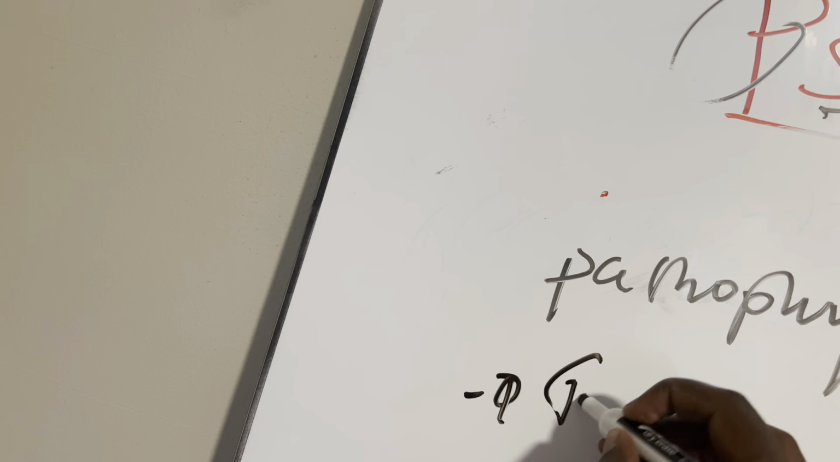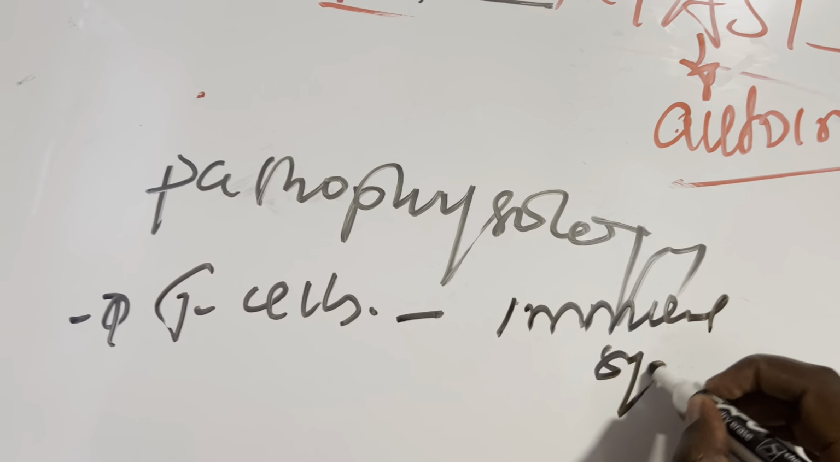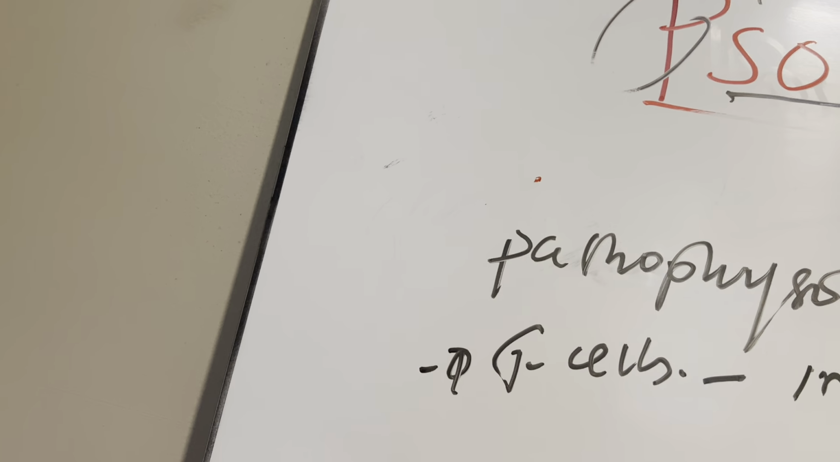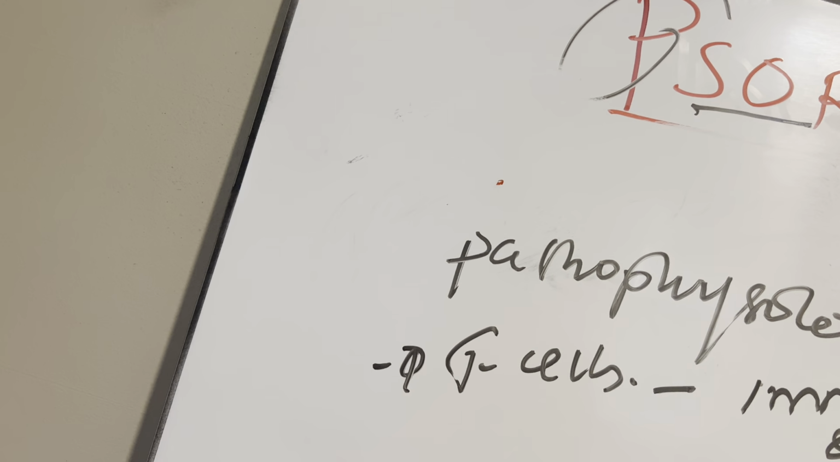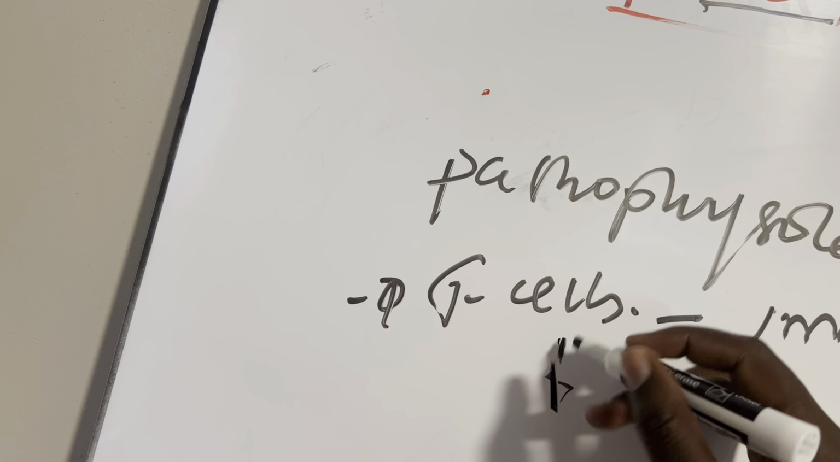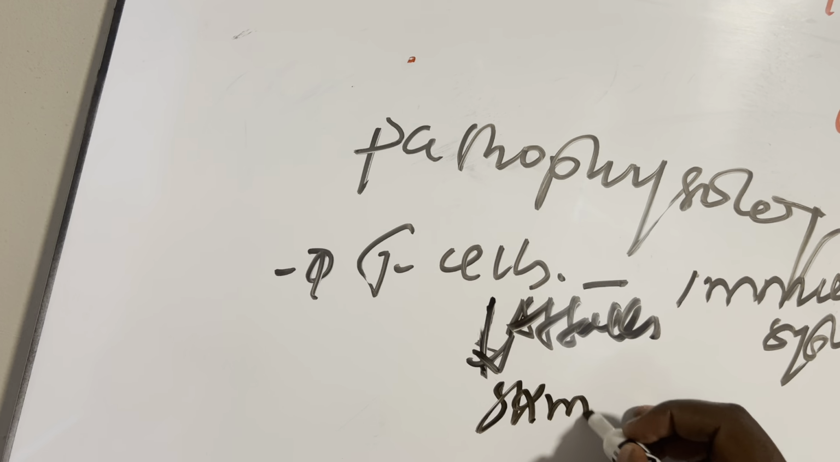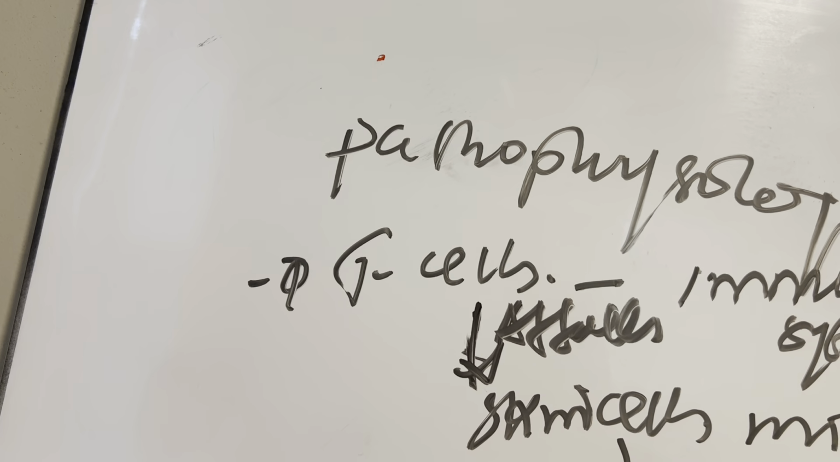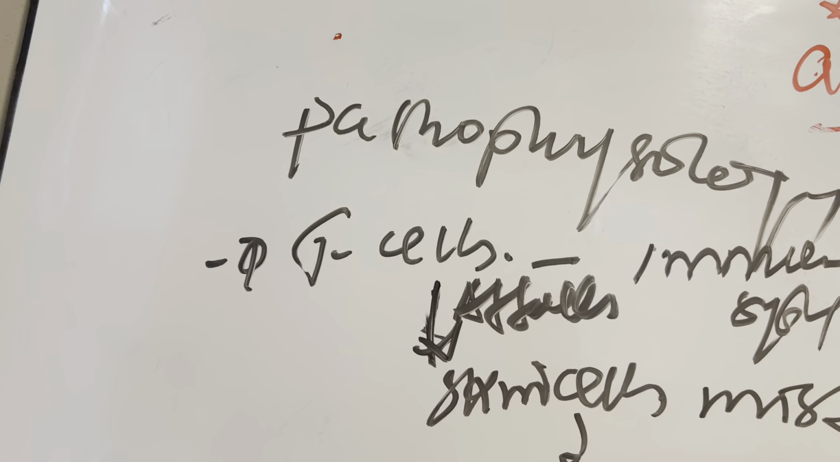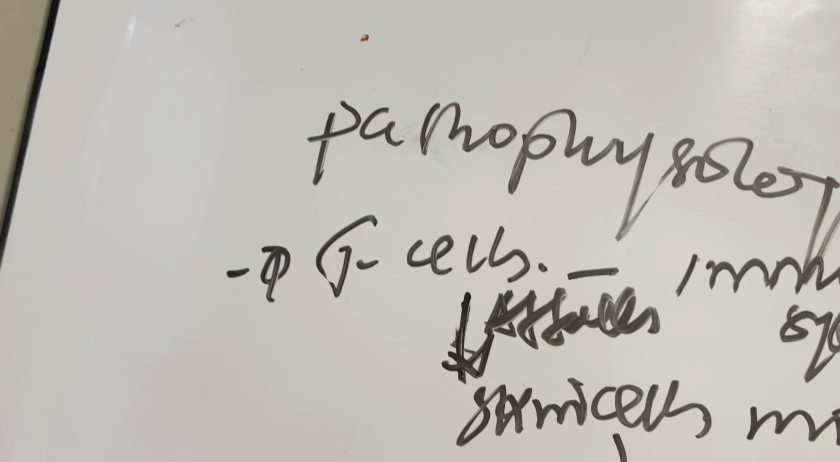So number one is T cells. This is a component of the immune system. The T cells of the immune system mistakenly attack healthy skin cells, leading to rapid and abnormal skin cell production.